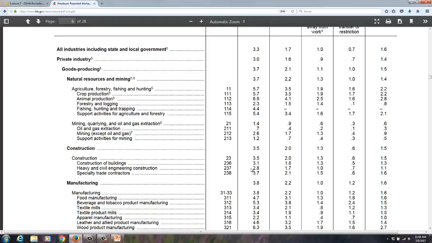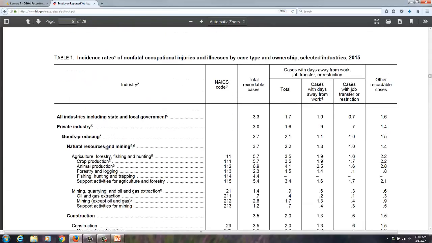And they also provide a collection. So the 111, the 11 and the 21s combine as natural resources and mining. So the goods producing sector has natural resources, construction, and manufacturing. You can look at it different ways, but these big broad categories are just categories and they don't have their specific code. What I want to call attention to is the all industries, including state and local government.